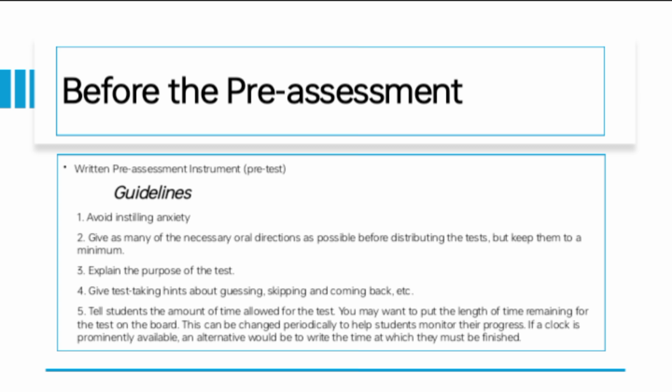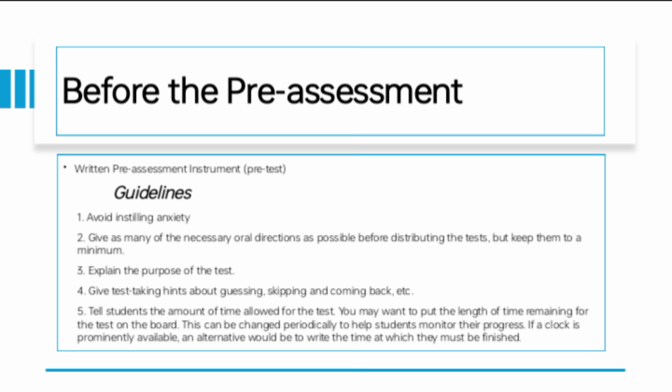Written pre-assessment instrument or pre-test guidelines. Avoid instilling anxiety. Give as many of the necessary oral directions as possible before distributing the tests, but keep them to a minimum. Explain the purpose of the test. Give test-taking hints about guessing, skipping, and coming back, etc. Tell students the amount of time allowed for the test. You may want to put the length of time remaining for the test on the board. This can be changed periodically to help students monitor their progress.